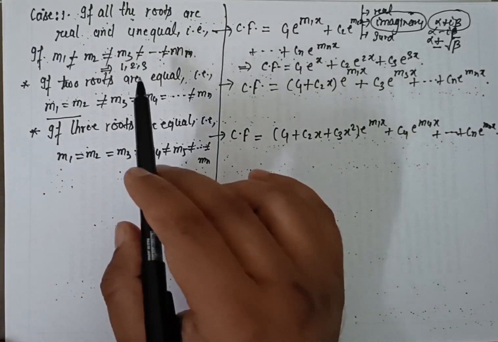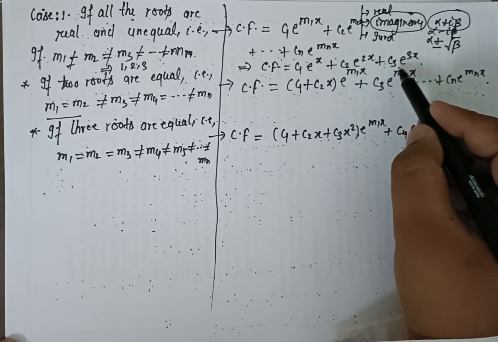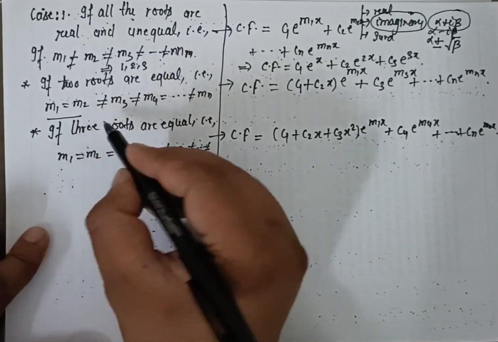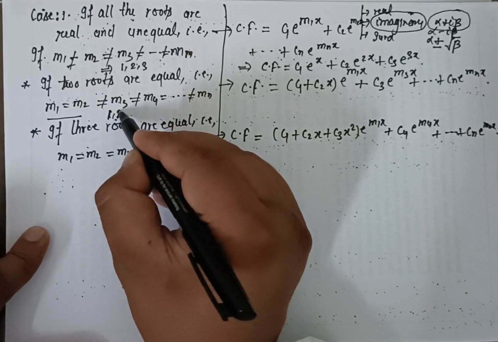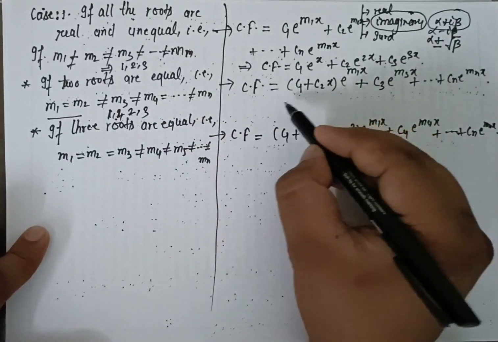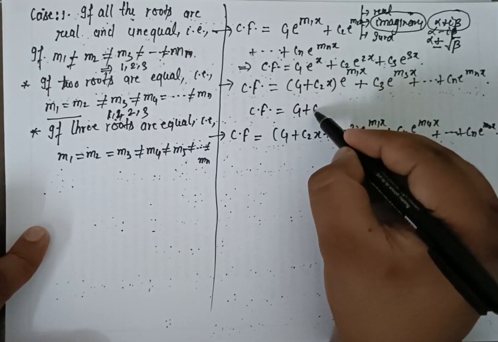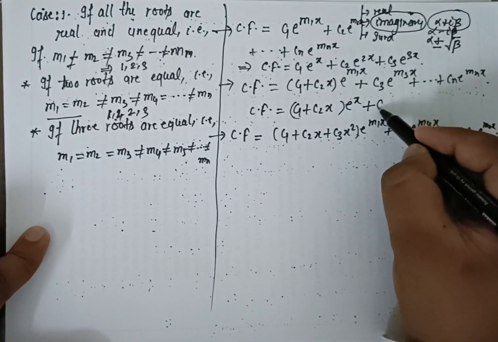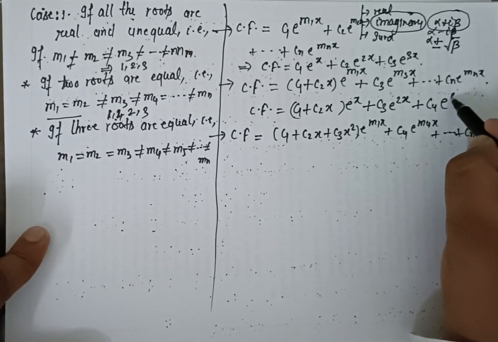So if we have the roots 1, 2, 3, then we have the complementary function as c1 e to the power x, c2 e to the power 2x and c3 e to the power 3x. In support of this property, if we have the roots like 1, 1, 2 and 3, then what about the complementary function? Then CF should be c1 plus c2x e to the power x, and then plus c3 e to the power 2x and then plus c4 e to the power 3x.